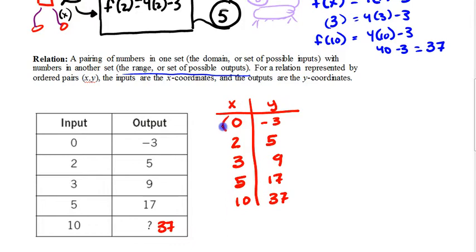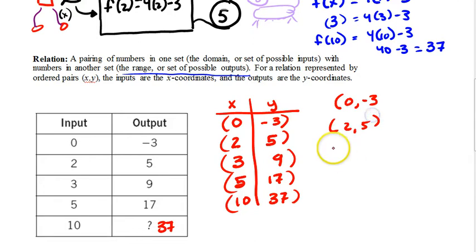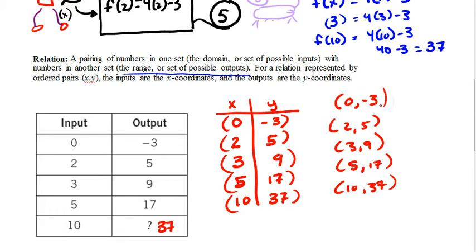Another way to do it is to make these ordered pairs. So we could have 0, -3, 2, 5, 3, 9, 5, 17, and 10, 37. This makes it easier for us to turn this into a graph or scatter graph on a coordinate plane. This is even another way to represent our data.